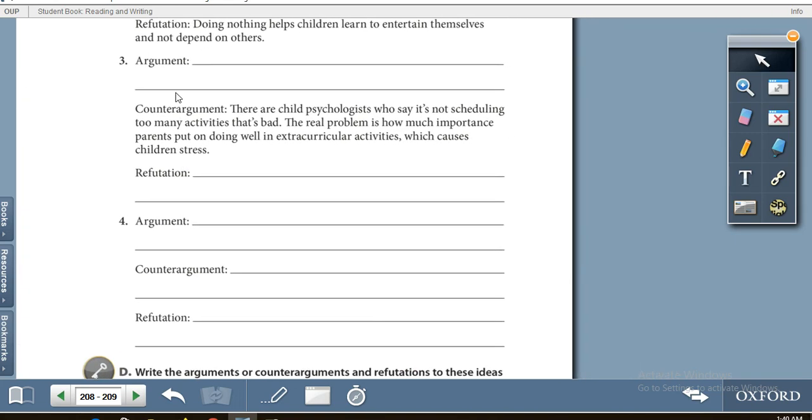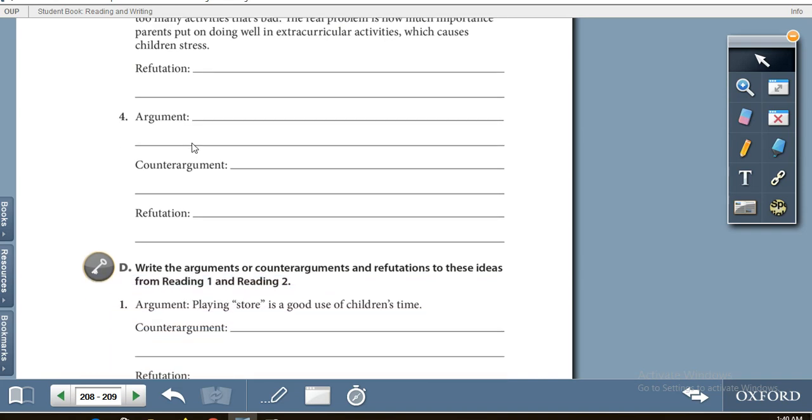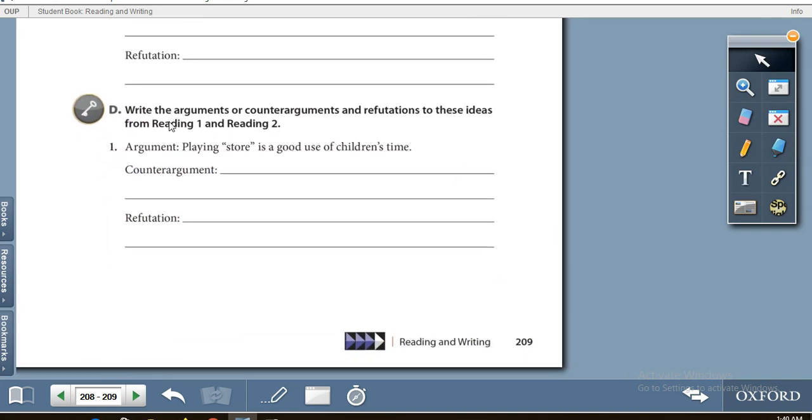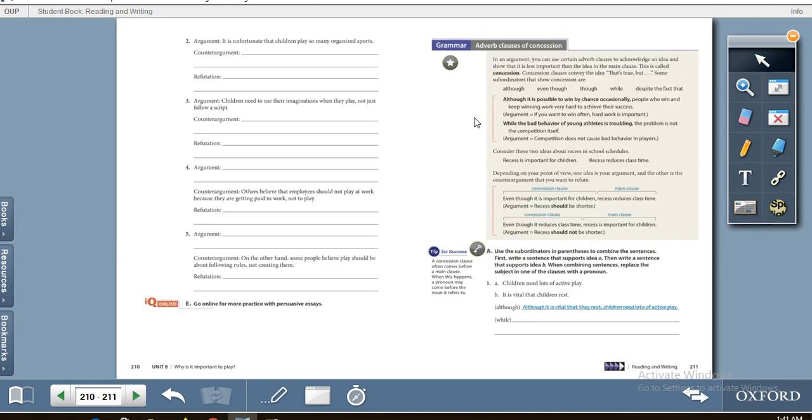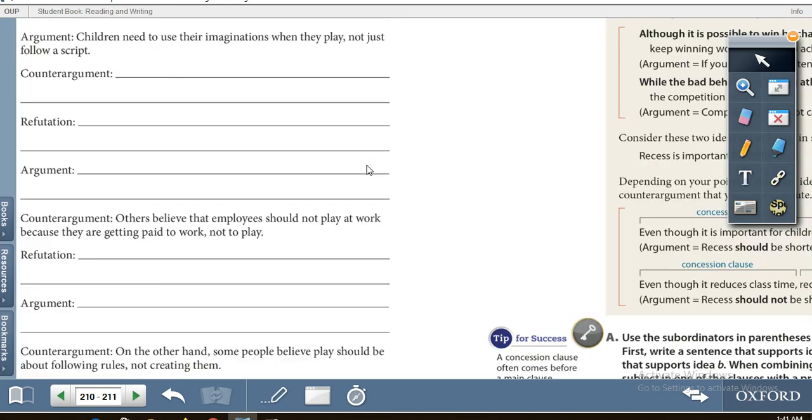So you have to solve this exercise. The argument is given. You have to write the counter argument, then write your argument, counter argument, and refutation about play. Then write an argument, counter argument and refutation of these ideas. Argument: playing store is a good use of children's time. So playing store, yeah, the game. For the counter argument, you have to give the opposite of this, and then the refutation, denying the facts. You have to solve this exercise according to the instructions and show it to your teacher in the online session.